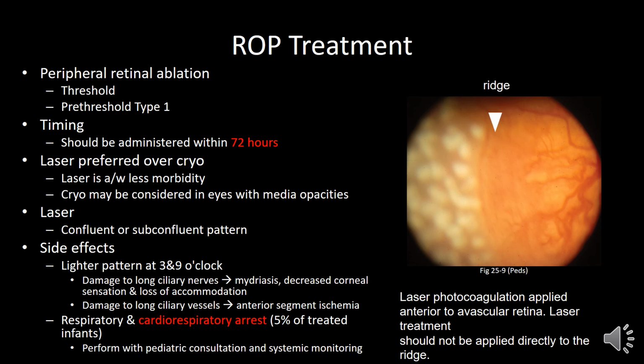Treatment should be performed in conjunction with a pediatric consultation and with systemic monitoring. The use of systemic analgesia is also advisable to minimize stress and risk to the infant, and some neonatologists prefer that infants undergo treatment with general anesthesia.